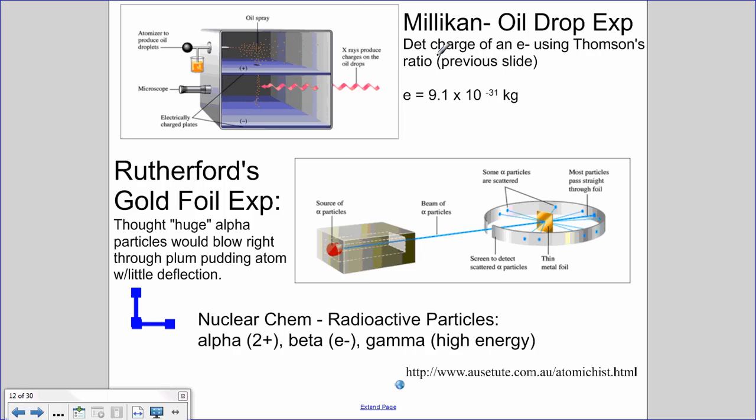Piggybacking off of J.J. Thomson was Millikan. So we all knew the mass to charge ratio, but we didn't actually know the charge or the mass individually. So J.J. Thomson had published that data. Millikan came out with the oil drop experiment, where he atomized some oil droplets, which are here. This is kind of just a general setup of his experiment. He suspended the oil droplets between two metal electrodes, a positive one and a negative one. And since he was atomizing the oil, he knew the density of the oil. He also knew the mass of the oil. So he knew a lot about the oil. Then he also put in an X-ray. He knew the charge of the X-ray.